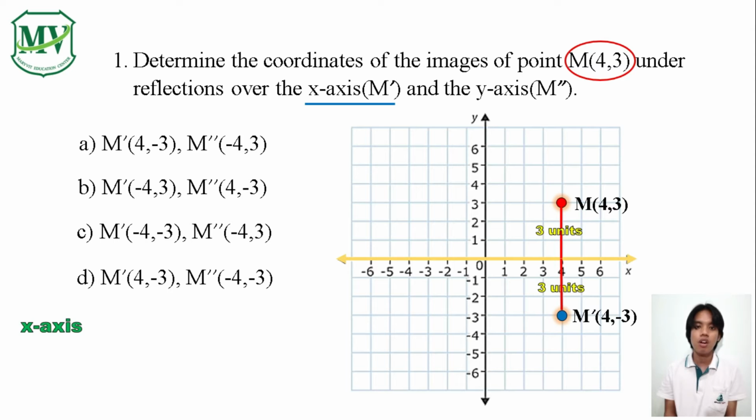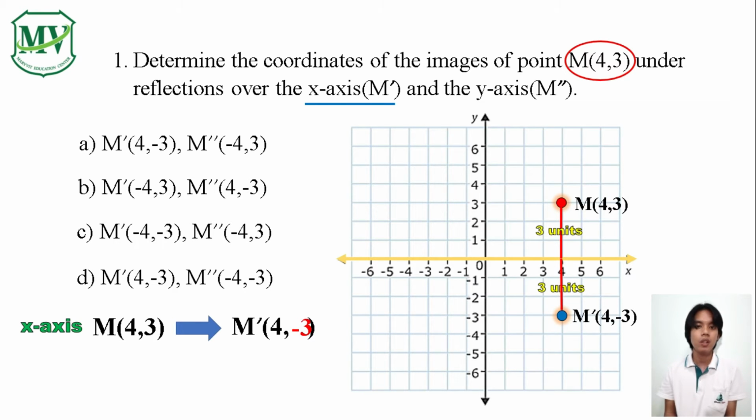When reflecting over the x-axis, we should notice that the value of the x-coordinate did not change. However, the value of the y-coordinate was changed from 3 to -3. This reflection rule applies to reflecting any point over the x-axis.